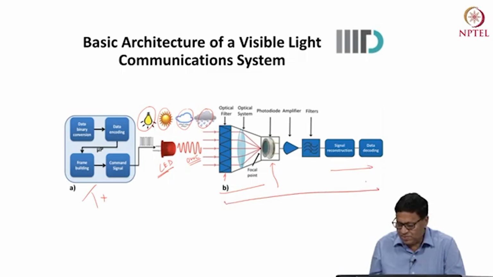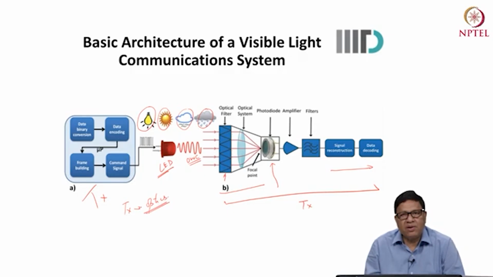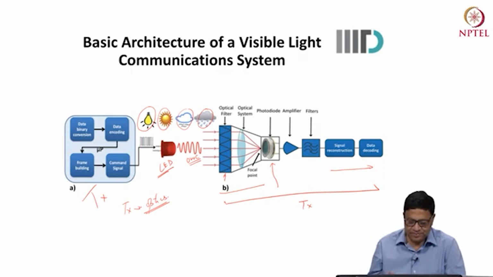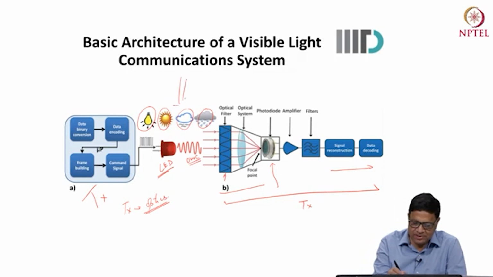This is the receiver part, which includes the optics as well, and this is the transmitter part. It may also have some optics so that it meets both your requirement of illuminating the road as well as the communication. And it is impaired by this noise. These are the noise in the system.